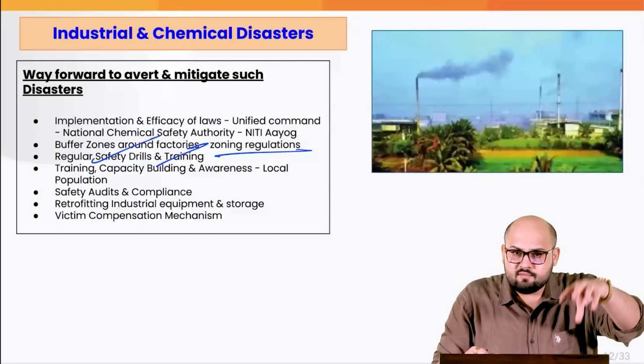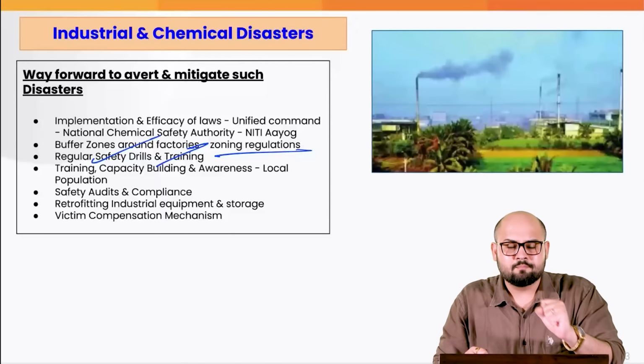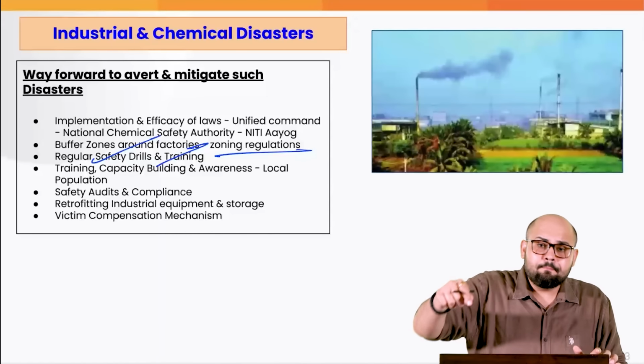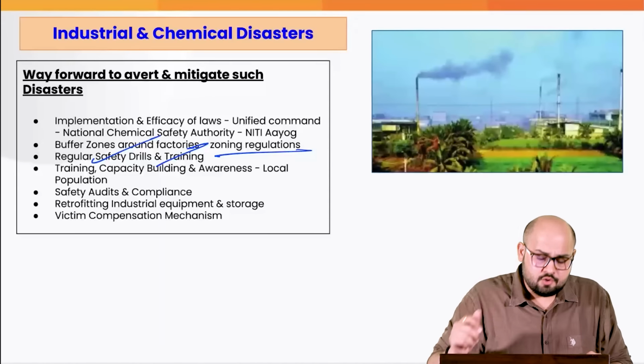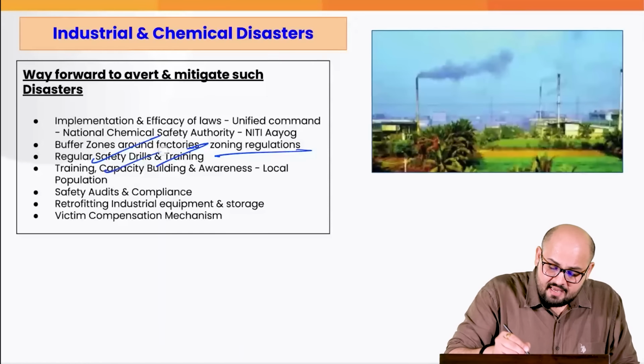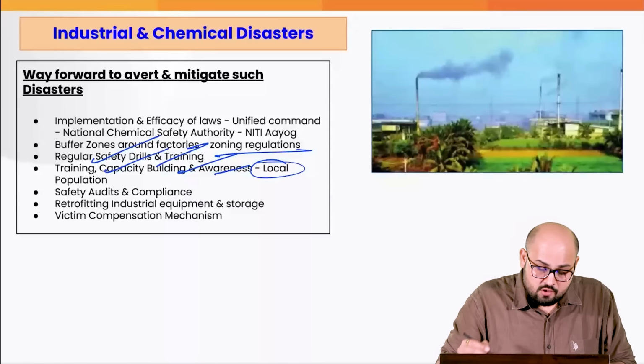Then regular safety drills and training, again very important, including that of the people living around the area. So we have the workers who need to be given proper PPE kits and training. In addition, the people around the region should also be given training on what they should do if a situation arises, right? Training, capacity building and awareness of the local population is also very important.